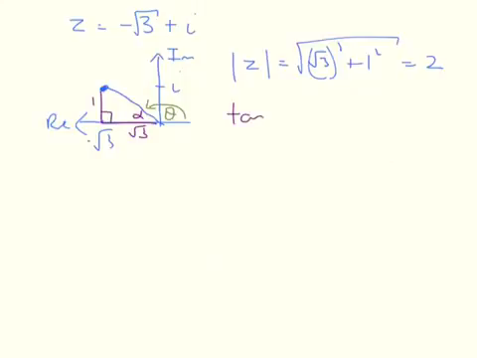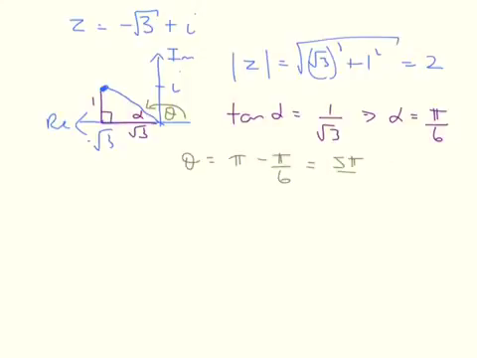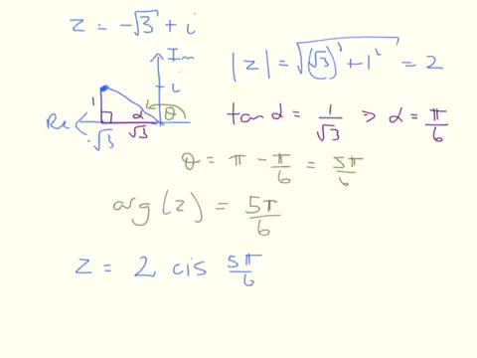So tan alpha equals 1 on root 3. The tan of what angle gives you 1 on root 3? That means that alpha equals pi on 6. But I don't want pi on 6. I want theta. So theta is going to be pi minus pi on 6, which is 5 pi on 6. So the argument of Z is 5 pi on 6. And if I want to write that in mod arg form, then Z would be 2 cis 5 pi on 6.